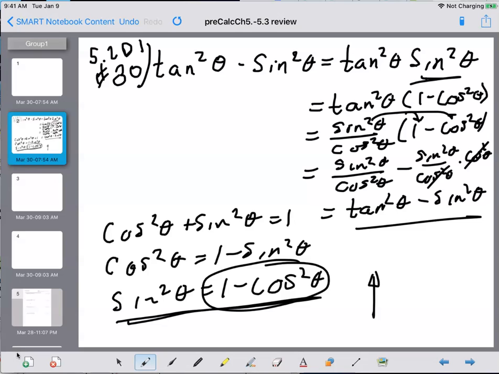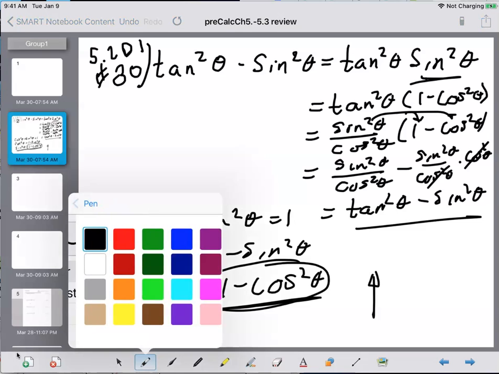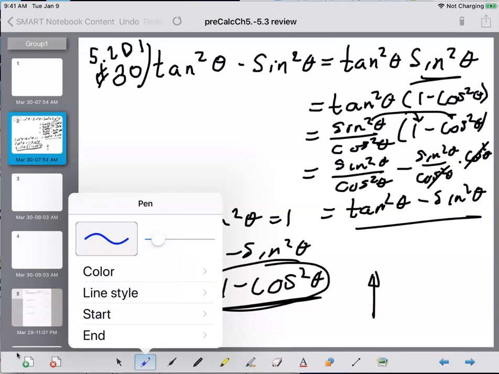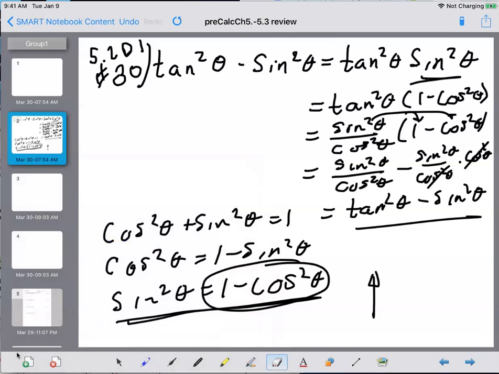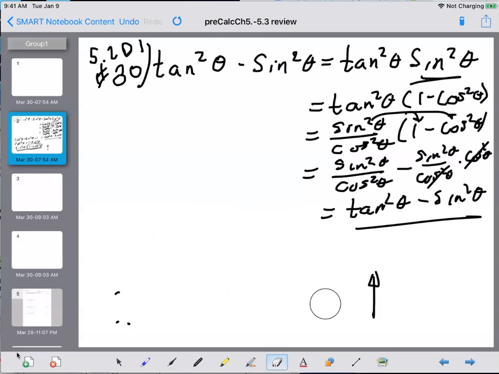Now I'm going to change colors here, and we'll do the right side. And I'm also going to take care of my little scribbles here, and we're going to talk about that right side. So looking at the right side, if I wanted to do the right side, the first thing I had to do was recognize that tangent squared theta is sine squared theta over cosine squared theta minus sine squared theta. Okay, so now I broke it down.